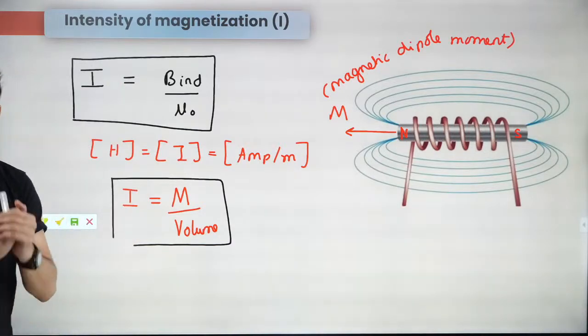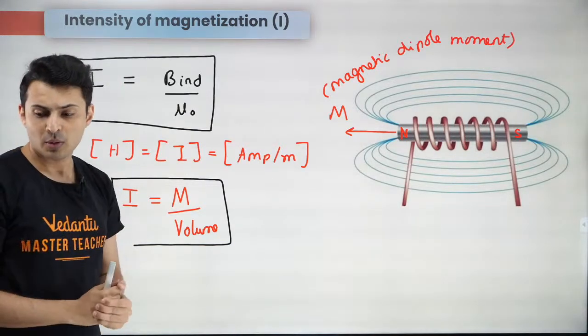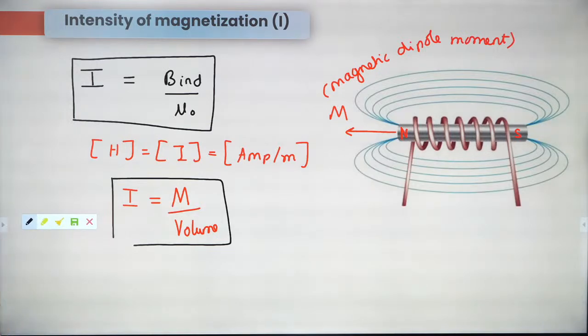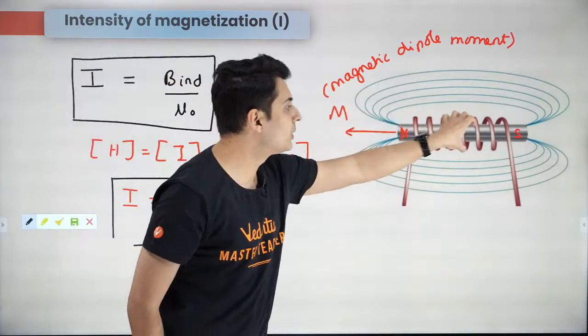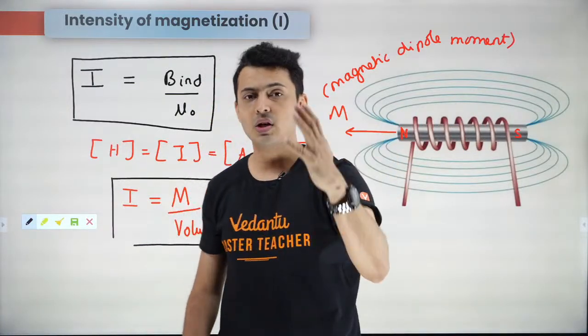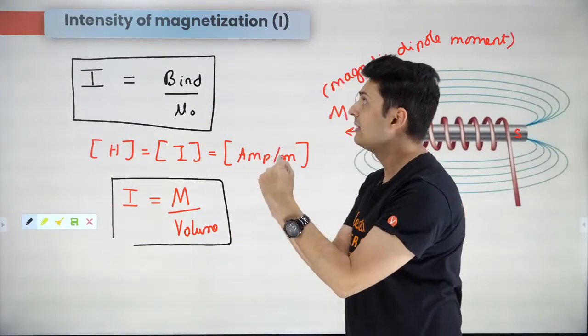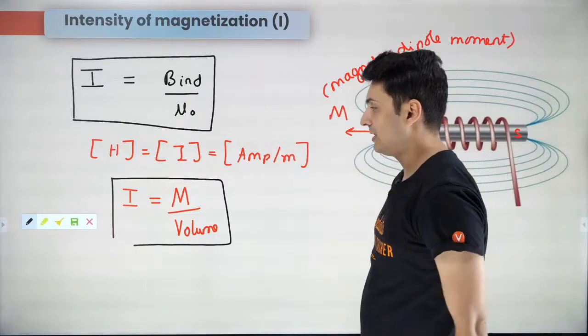Remember that. Okay, so remember all these formulas. Very, very important. So magnetic dipole moment per unit volume of that object is called intensity of magnetization, how intense that magnetization is.